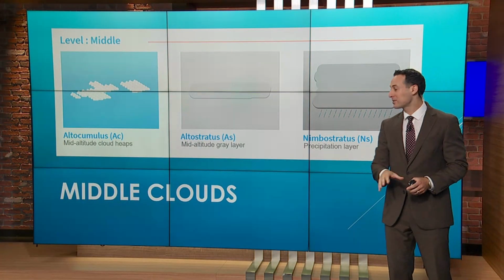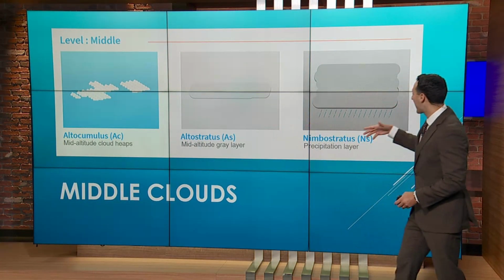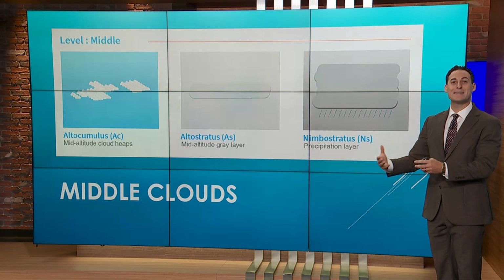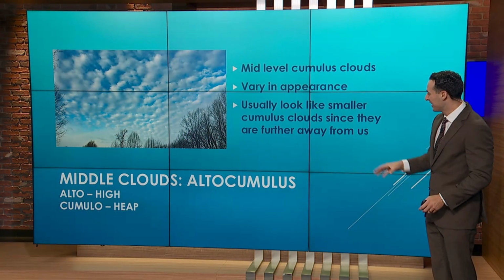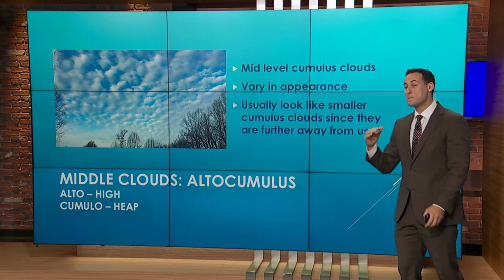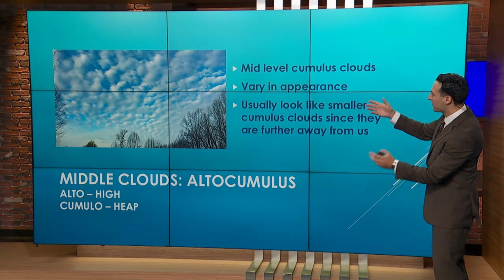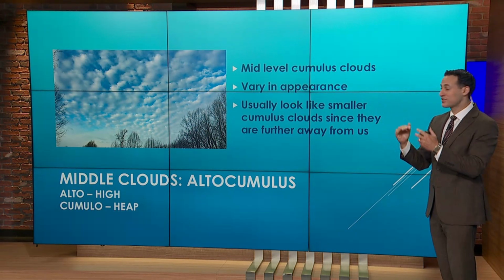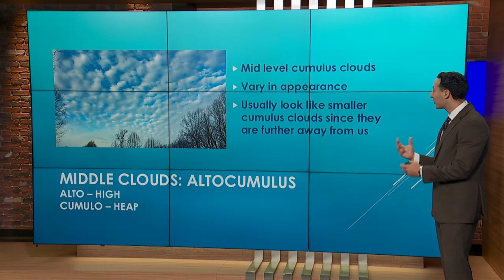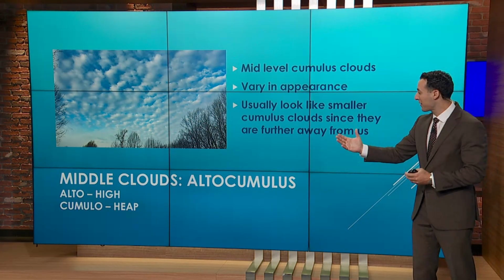Now we're getting on to the middle level: altocumulus, altostratus, and nimbostratus. There's that nimbo, so we're going to be talking about rain here. First, altocumulus. These are mid-level cumulus clouds. They vary in appearance and have a lot of different subtypes. They usually look like smaller cumulus clouds since they are farther away from us.